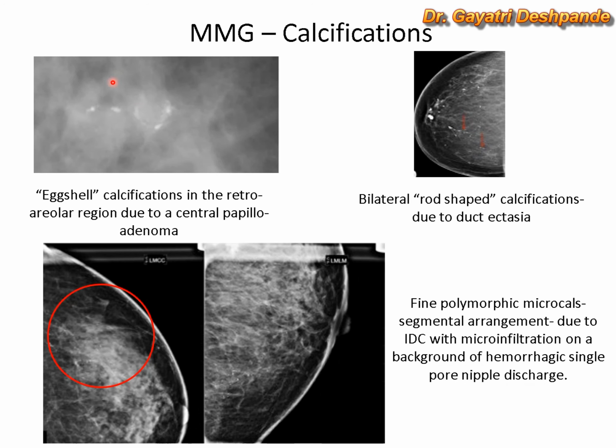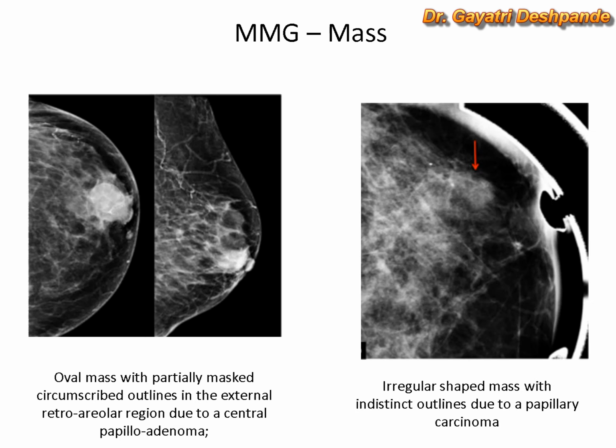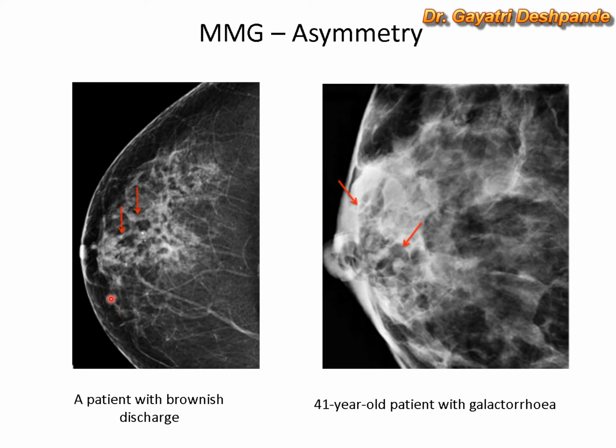A mammogram can detect eggshell calcifications like in a papilloadenoma or rod-shaped calcifications in duct ectasia. Fine pleomorphic microcalcifications can also be detected on mammography, which turned out to be infiltrating ductal carcinoma in this patient. Mammogram can also detect a benign mass like in this case or an irregular mass which was a papillary carcinoma in this case. It can also detect an asymmetry in a patient with duct ectasia which can be further evaluated.